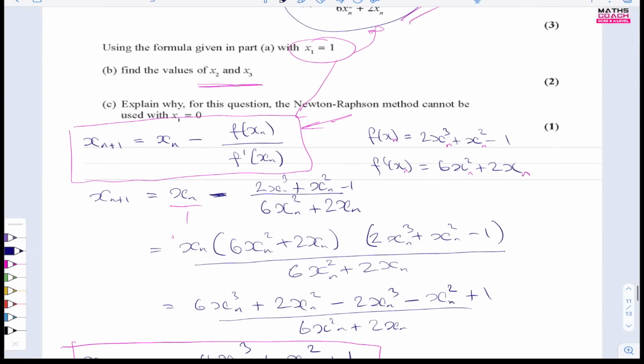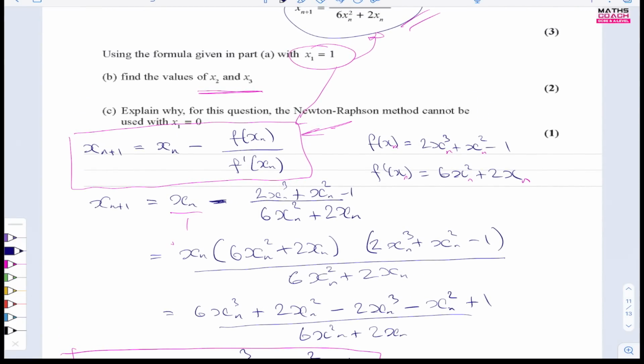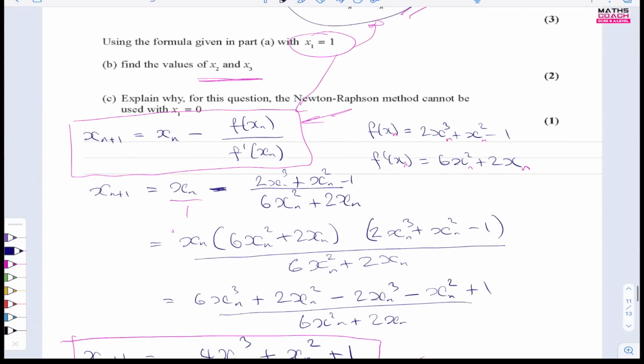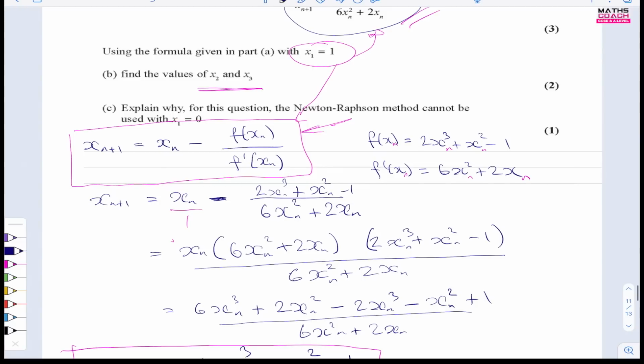Right, okay, and the final bit of this, part C, explain why for this question the Newton-Raphson method cannot be used with x equals 0. Well, if you look at what happens when x equals 0, if you look at f dash of 0, we've got the f dash here. If you sub in 0 into f dash, you're going to get 0. In other words, the gradient is 0 at x equals 0. So what we have at x equals 0 is a turning point.